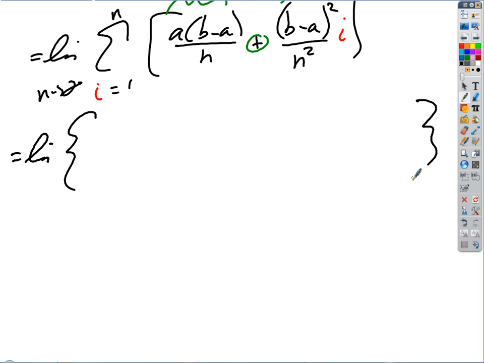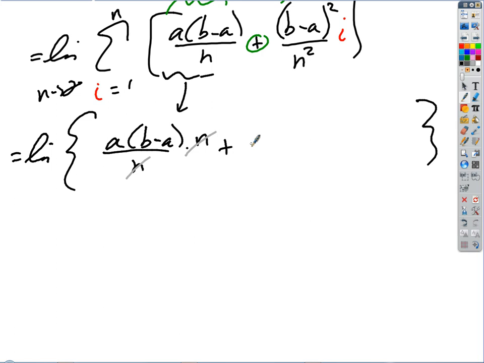So we get this first sum. Now I'm summing that as i goes from 1 to n. Are there any i's in this? No. So what does that mean? All this stuff is a constant with respect to the sum, because the sum is working on the i's. So what's the summation formula that goes with that? The sum of a constant is the constant times n. So this part right here is just going to give us that constant, a times b minus a over n, times n. And the n's will cancel, and those will go away.